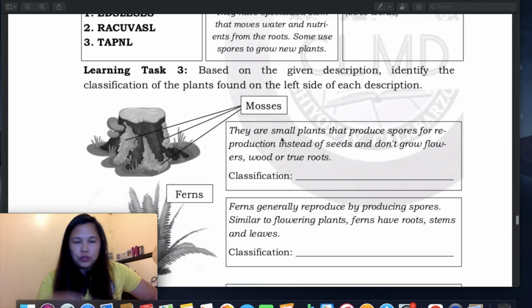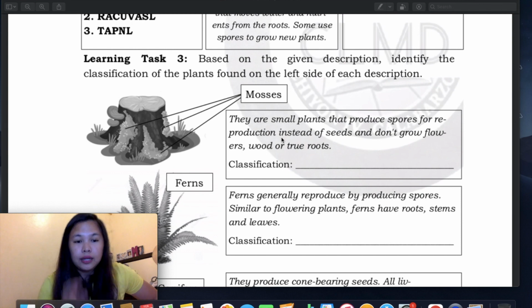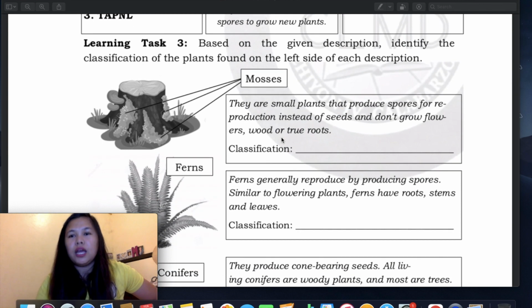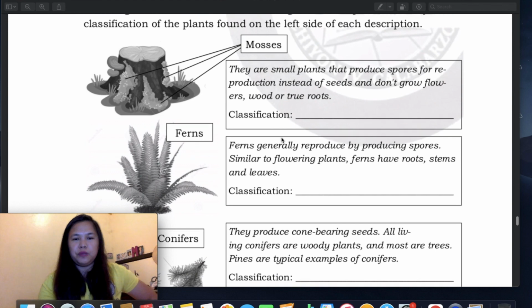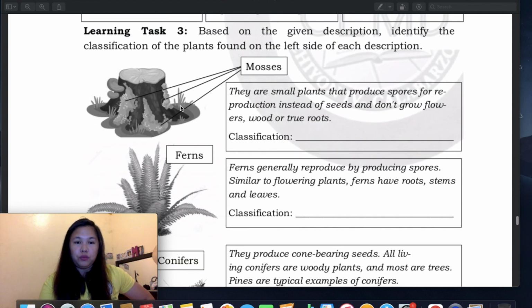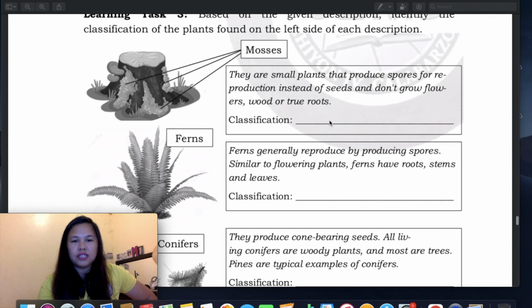So in your activity learning test 3, based on the given description, identify the classification of the plants found on the left side of each description. So, ito na yung mosses, yung mga lumot na nasa patay na puno, yung puno na pinutol. So, they are small plants that produce spores for reproduction instead of seeds and don't grow flowers, wood, or roots. So, what is the classification of this? The ferns, ito yung pako.